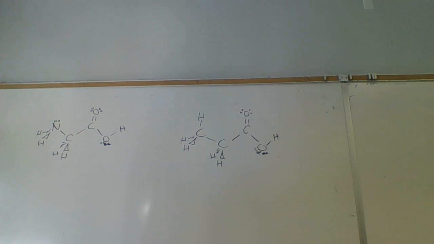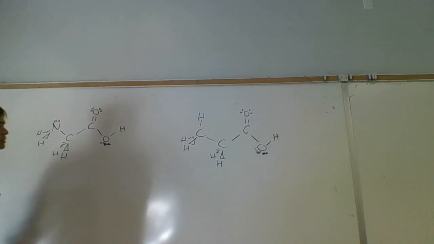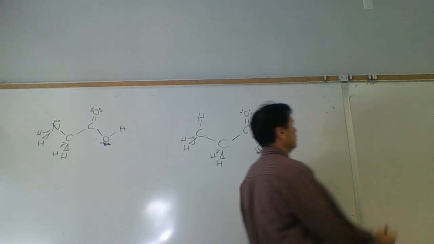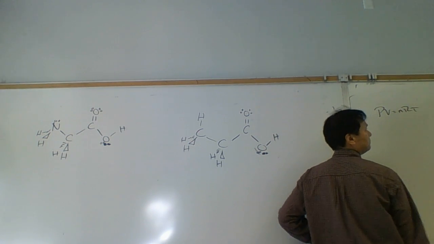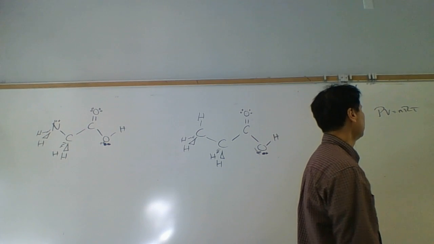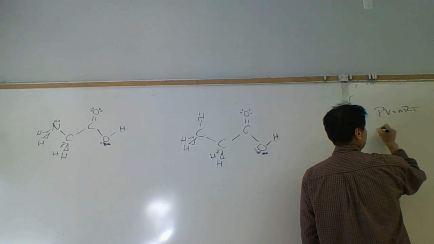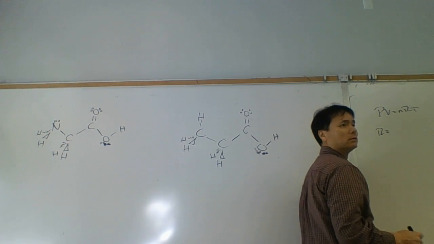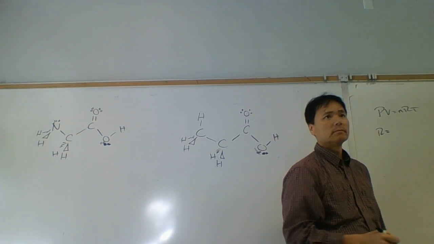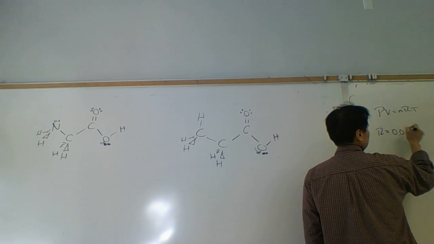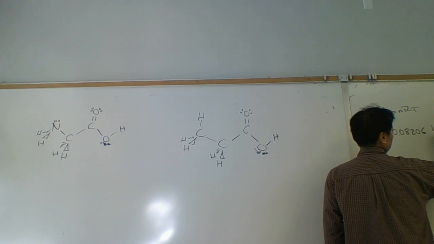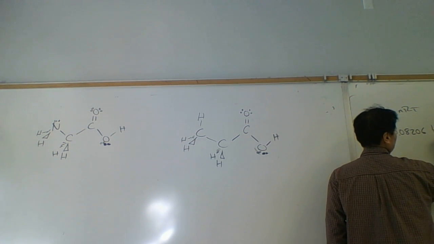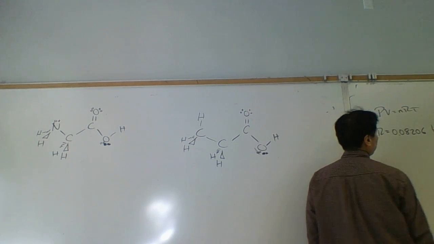All right, so we come up with the ideal gas law. Basically, in this chapter, the two main equations that you need to remember. This one, PV equals nRT. When we have PV equals nRT, we know what R is. What is R? 0.08206, units liters atmosphere per mole Kelvin.